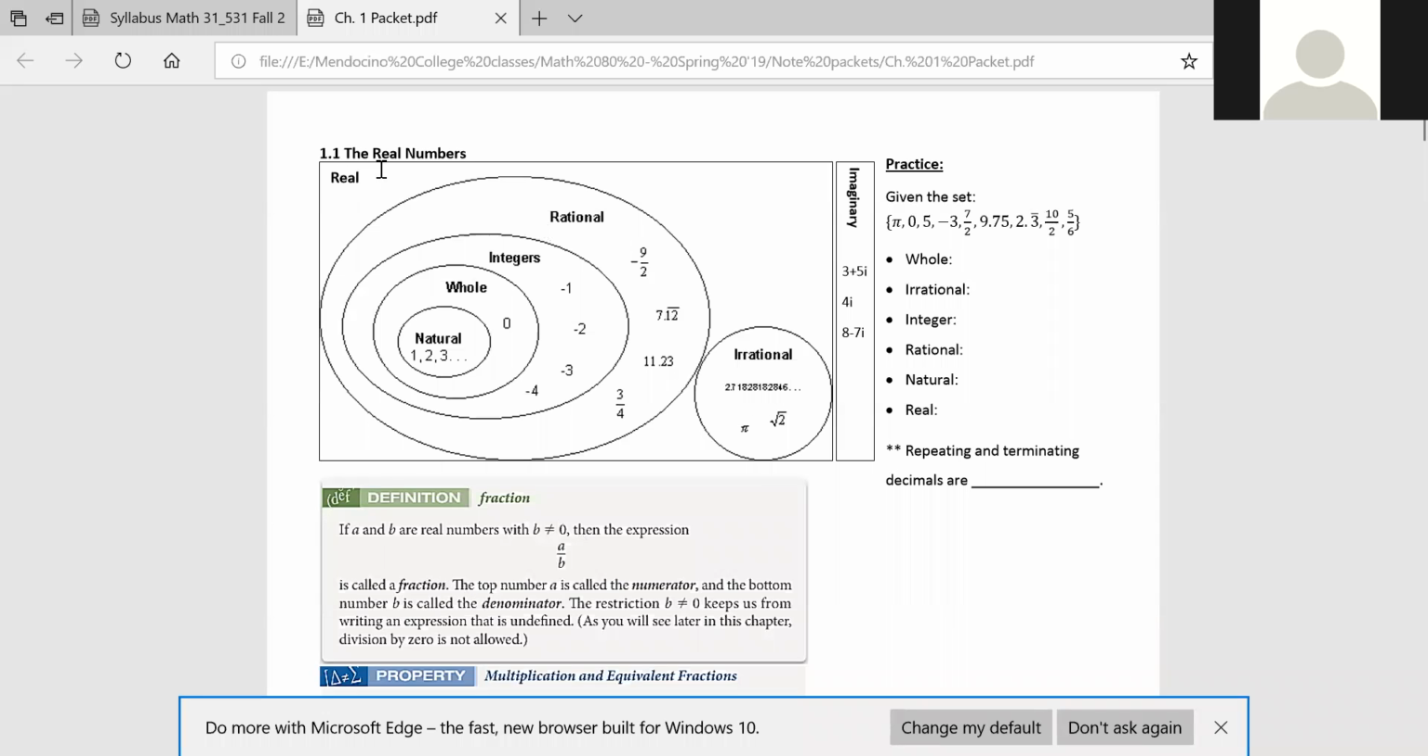Why does it say syllabus? It's not what it says it is. Okay, do you see my screen? Yeah. Okay.